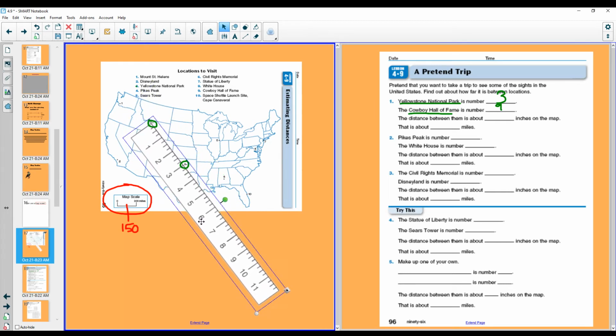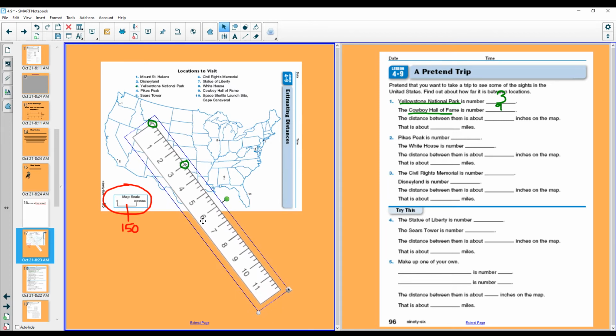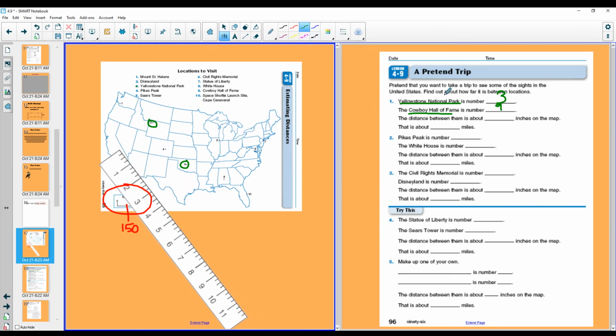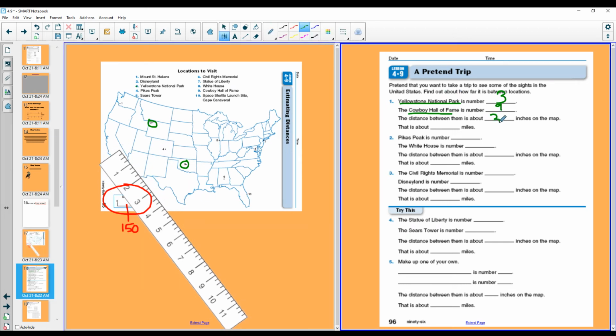All right, I always want to line this one. The 0 is at the end of the ruler because there's no 0. So I start measuring here to here, and look at that. It's almost exactly 3 inches. So over here, I'm going to write it's 3 inches.